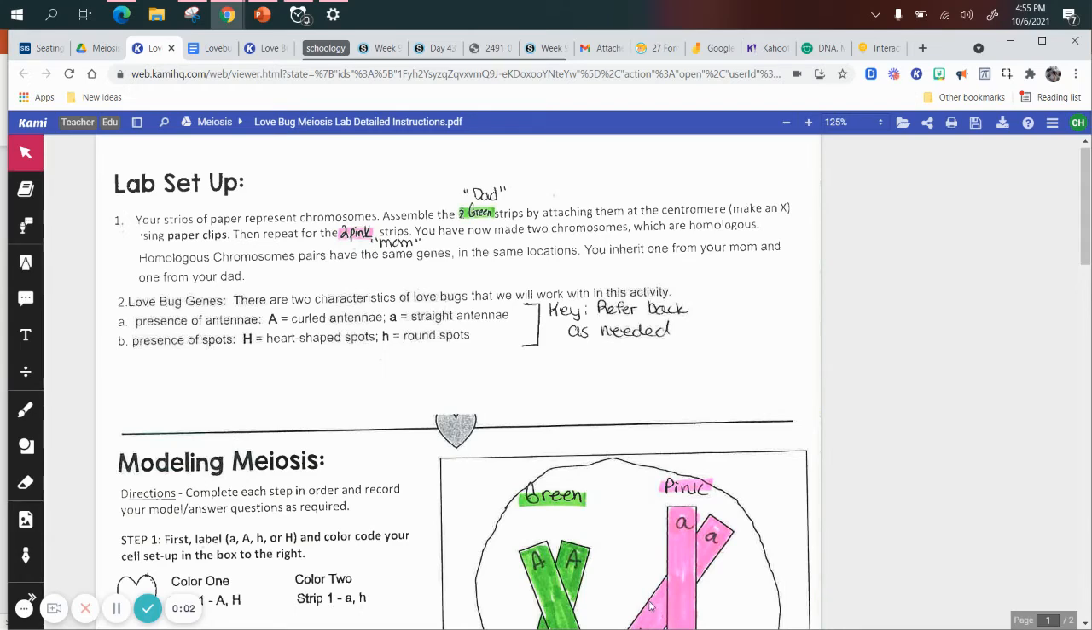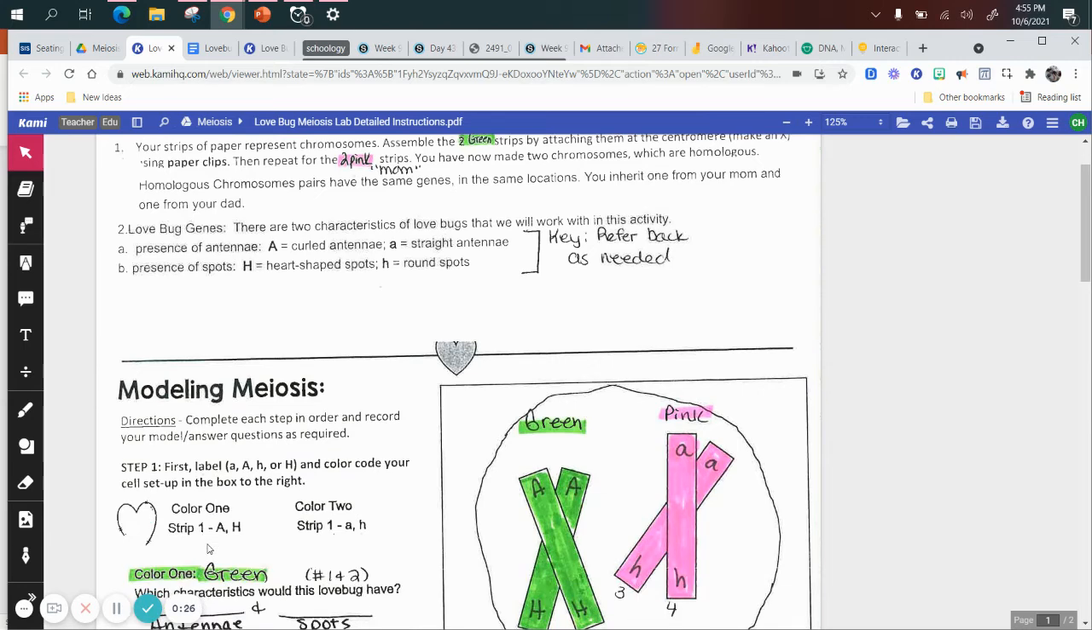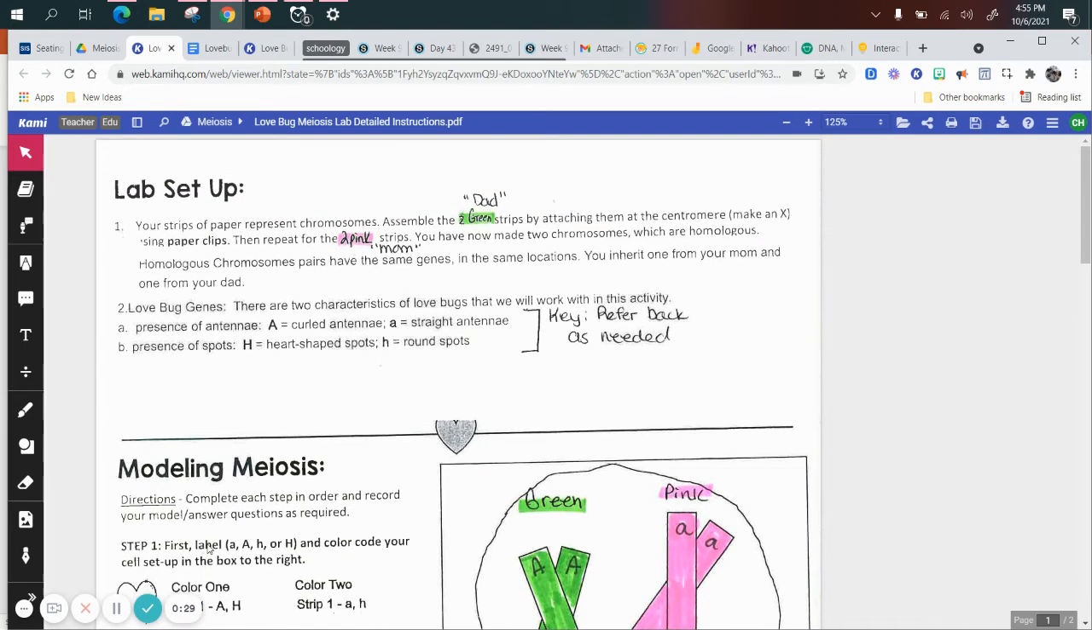Okay, your love bug meiosis lab is detailed here. Your lab sheet is in the blue basket at the front and on my big desk. The materials that you're going to need for this, I have altered a bit from the instructions that I already posted on Schoology. So you're going to need this packet.